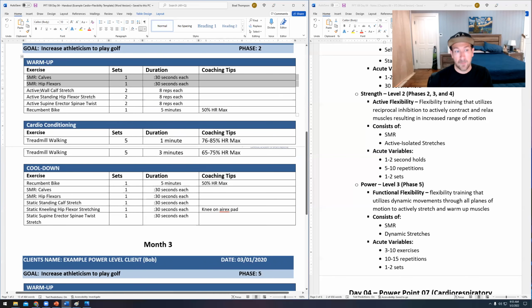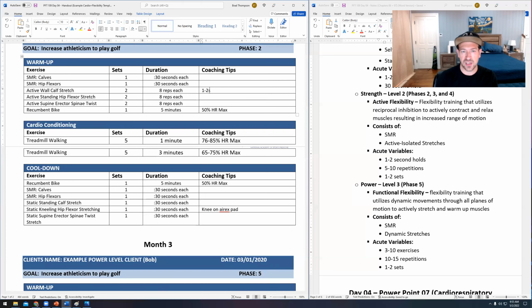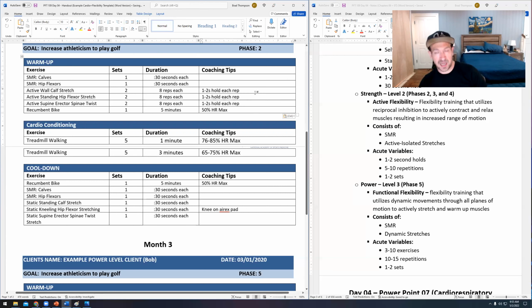That's the same. But over here, he's now doing, instead of a static calf stretch, an active calf stretch. Instead of a static hip flexor stretch, an active hip flexor stretch. Instead of a static erector spinae stretch, an active erector spinae stretch. 8 repetitions each for 2 sets. And then the coaching tip, I'm going to say 1 to 2 second hold each rep. So I'm going to remind Bob to hold the rep for only 1 to 2 seconds at a time.